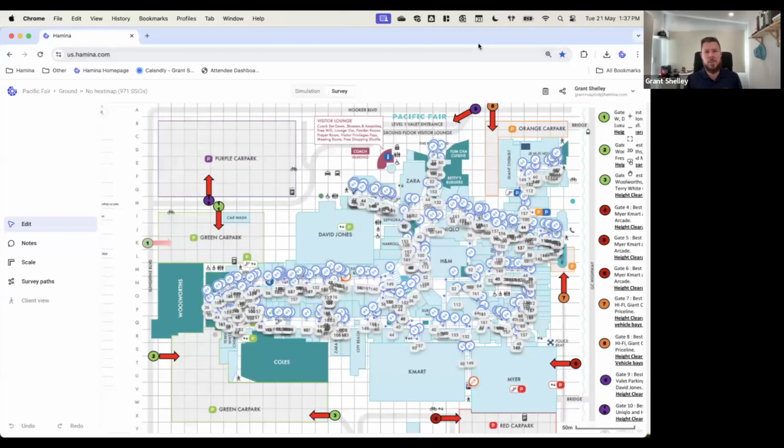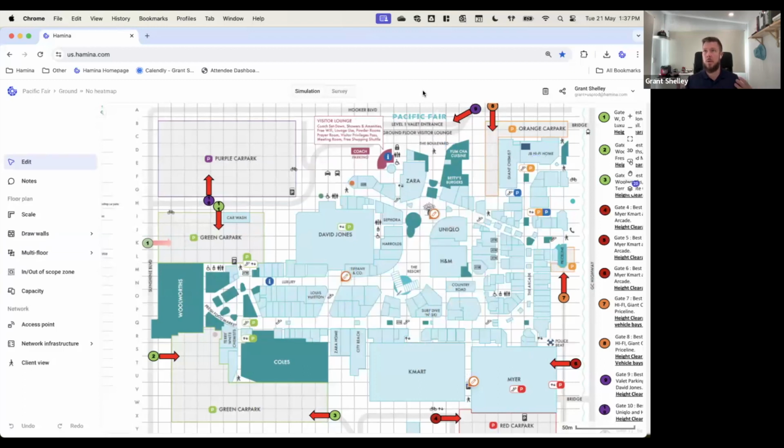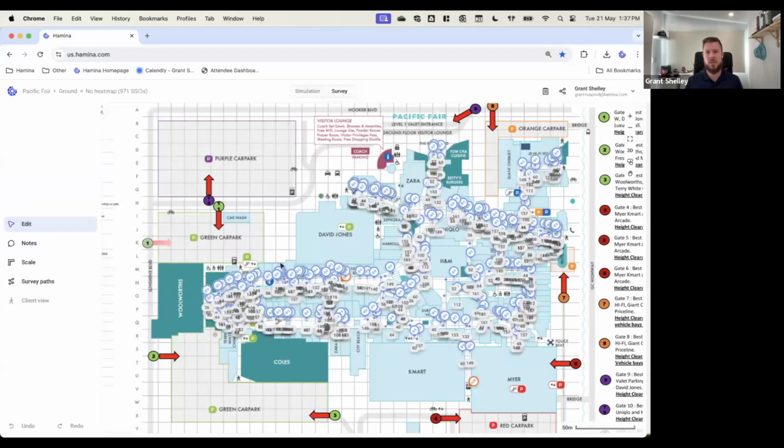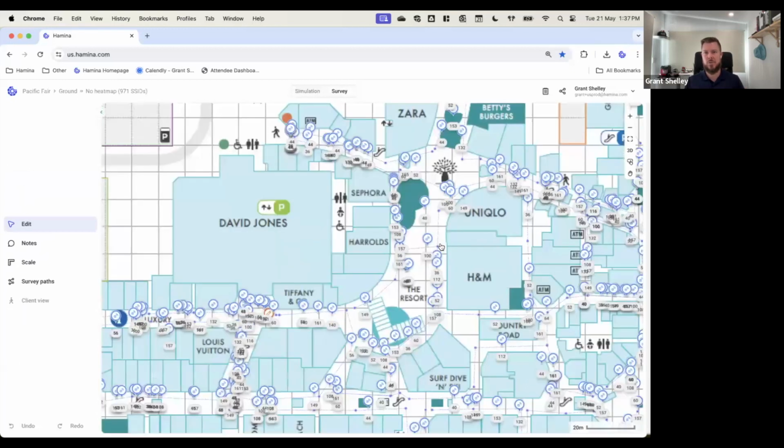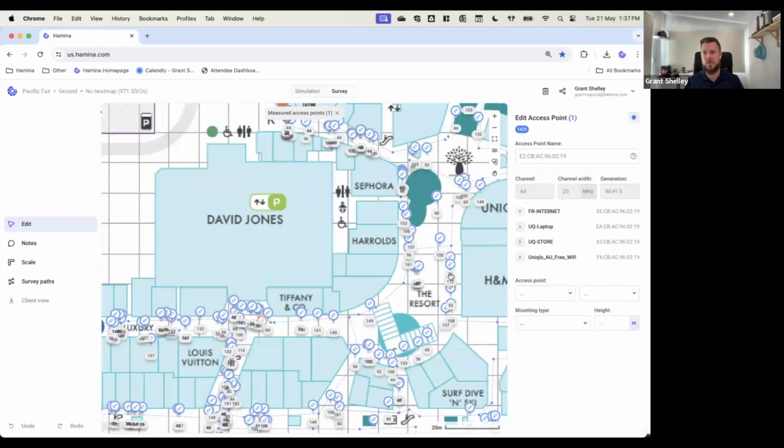So this was a survey that I did just the other week, at a local shopping centre. The thing to keep in mind with Hamina is we've got 2 products. We've got the network planner product, which is cloud-based. It's in a browser, and you can do the data review in the browser as well. You've got a simulation side, which you can see has nothing there, and then you've got a survey side. When we go into the survey side, you'll see we've got all these different survey parts, and different networks and AP names and things like that.